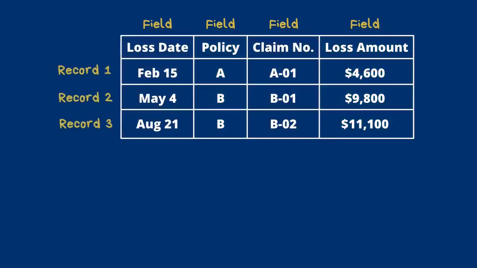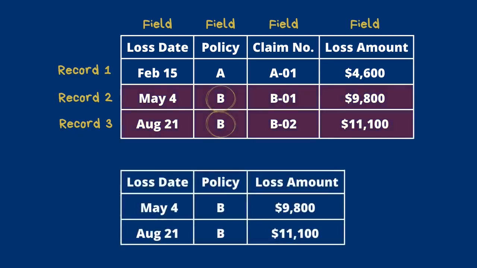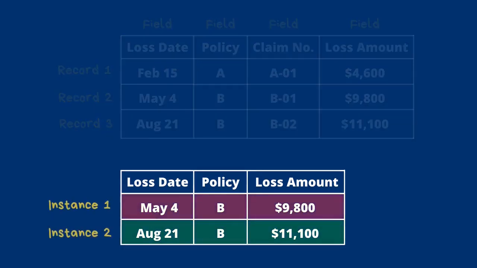Users can pull select information from a database to create a data sample or data set. For example, if we wanted to see how much in total losses policy B had, we could pull a data sample that only includes information from the last 2 records, since only those 2 involve policy B. In a given data sample, each line is referred to as an instance. Our data sample here has 2 instances.